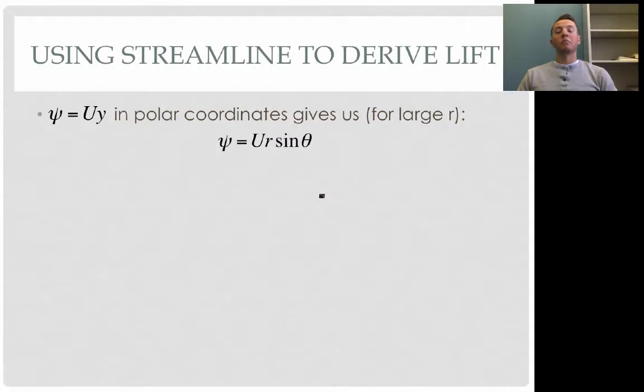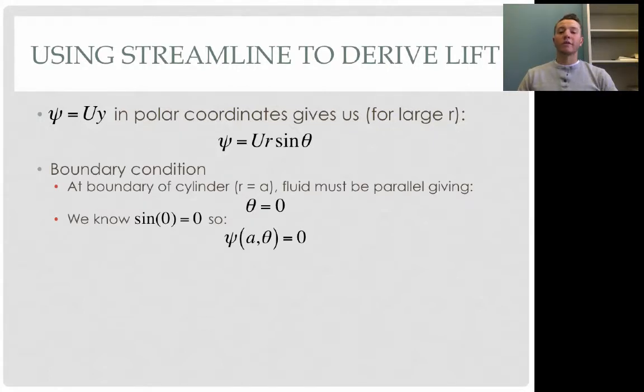Now we're going to move into polar coordinates here because we are discussing a cylinder, so this will greatly simplify things in the end. When it comes to U y, we know this is also equal to U r sine of theta in polar coordinates. Again, we're talking very generally, so this condition of psi must be satisfied even for a large r. And now for our partial differential equation, we must set up a boundary condition.